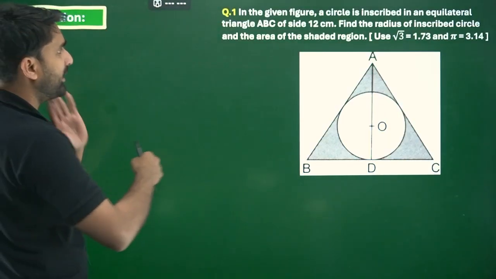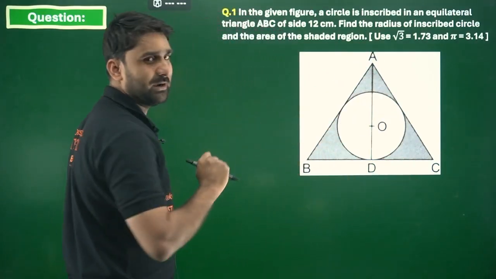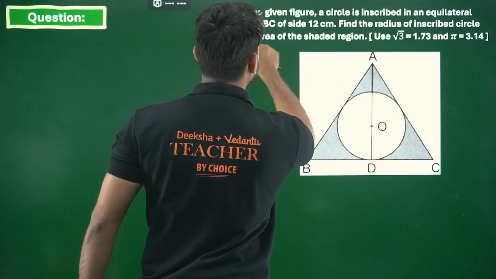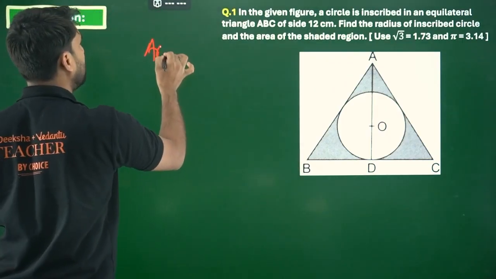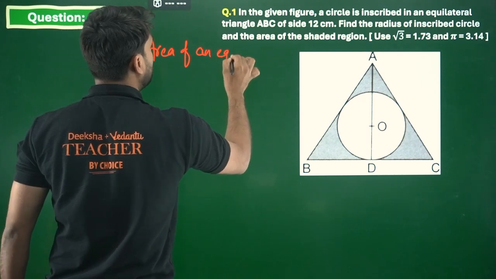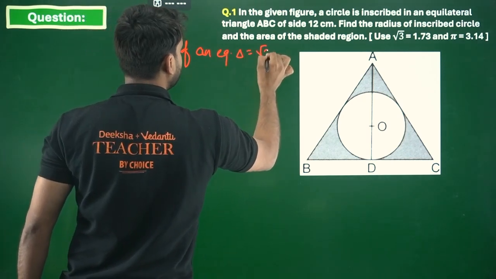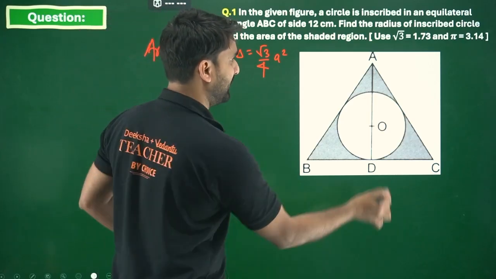Look at question number 1. In the given figure, a circle is inscribed in an equilateral triangle ABC. You all know the area of an equilateral triangle is root 3 by 4 a square. We have to find out the area of the shaded region.